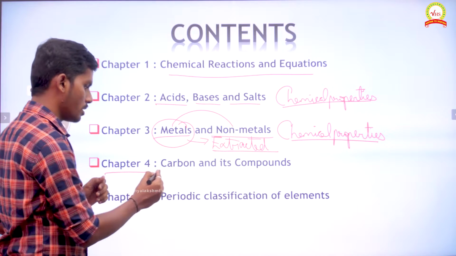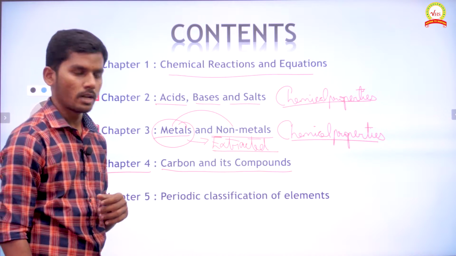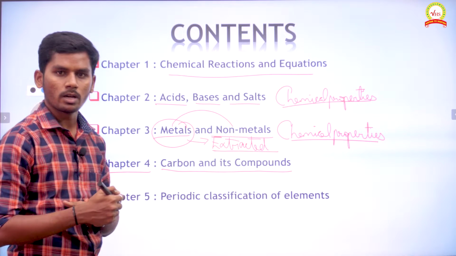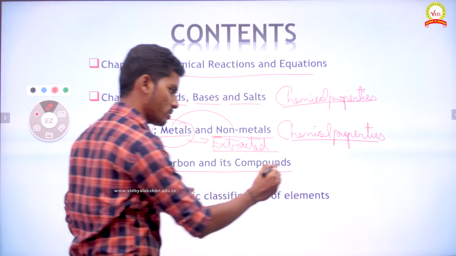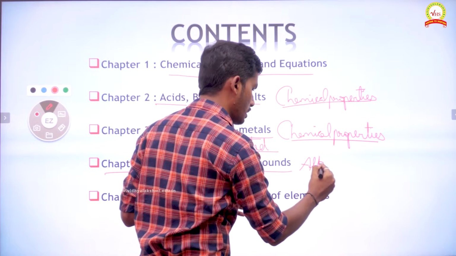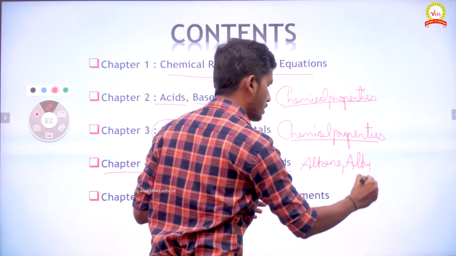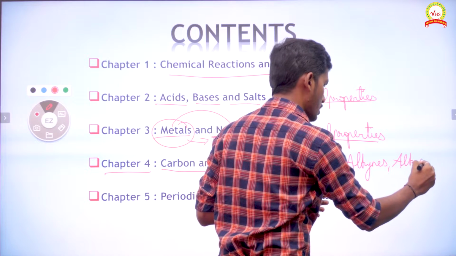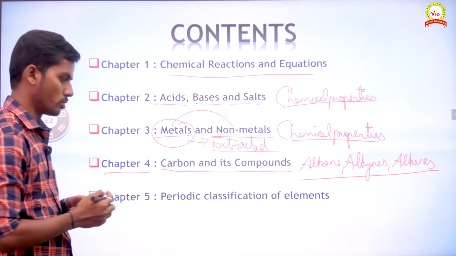And in the fourth chapter, we will be entirely discussing about carbon and its compounds, like what kind of bonds will be formed by carbon, what are the compounds formed by the carbon, like say for example, you would have studied alkane, alkene, alkyne, like these hydrocarbons are there. We will be discussing in detail in fourth chapter, carbon and its compounds.